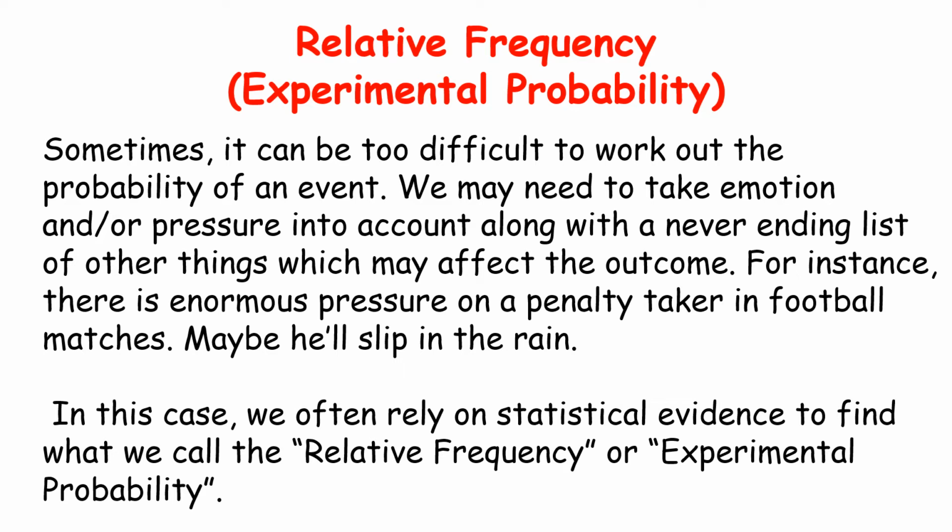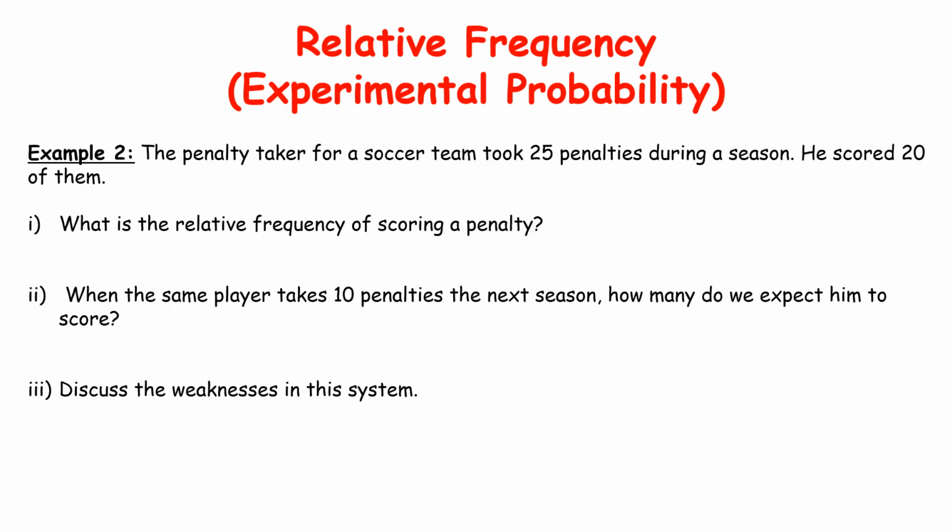So basically what we do is we look at what has happened historically, so what has happened before, and use that as a probability. So let's take a look at an example. A penalty taker for a soccer team took 25 penalties during the season. He scored 20 of them. So this tells us roughly what fraction he managed to score, and we can use that as a probability.